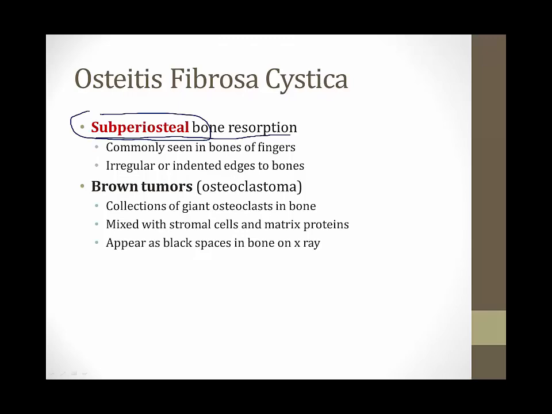It's a USMLE buzzword. Recall that the periosteum is the membrane surrounding bone, and just below that layer, bone resorption occurs in hyperparathyroidism. This is commonly detected on x-rays of the bones, and in the fingers you will see irregular or indented edges to the bones, and that's because those edges just below the periosteum are being resorbed. The other classic finding of osteitis fibrosa cystica is called brown tumors. These are also sometimes called osteoclastomas.